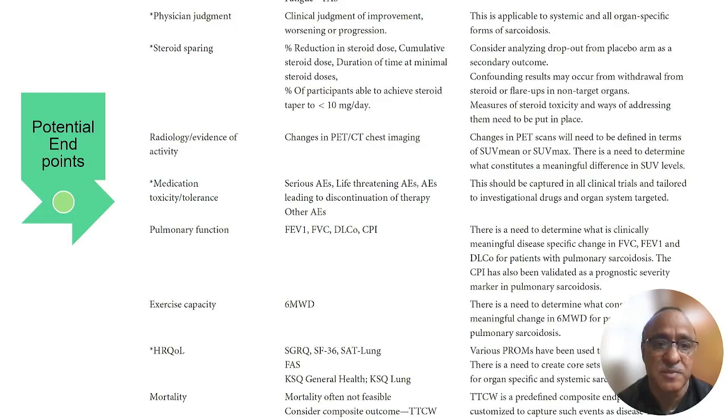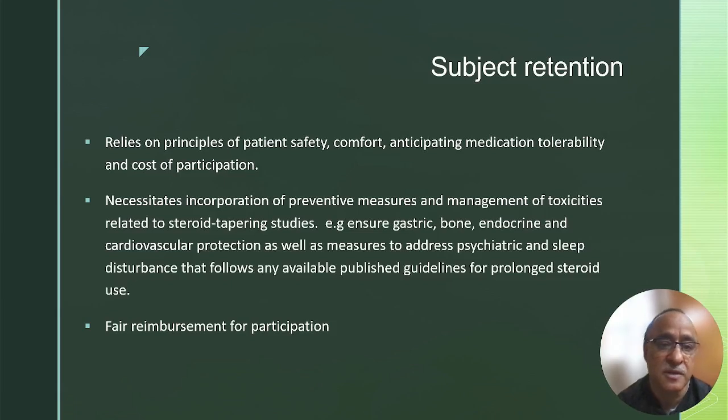One is physician judgment: clinical judgment and improvement, worsening or progression. Steroid sparing, as to what would be the percentage reduction in steroid dose, cumulative steroid dose, duration of time at minimal dose. Radiological evidence of activity, maybe by CT or PET chest imaging. Medication toxicity, serious adverse effects, life-threatening adverse effects or adverse effects leading to discontinuation of the therapy. Pulmonary functions by spirometry, DLCO and CPI, exercise capacity by 6-minute walk distance, health-related quality of life by various standardized scoring systems, and mortality, though mortality is often not feasible, but the composite outcome can be studied.